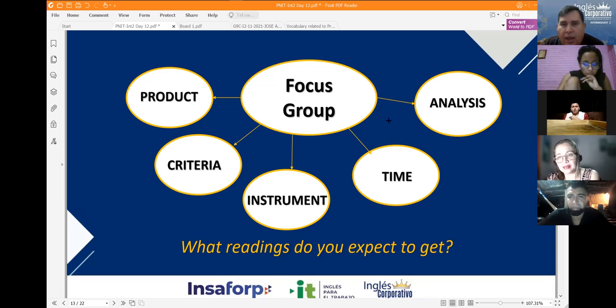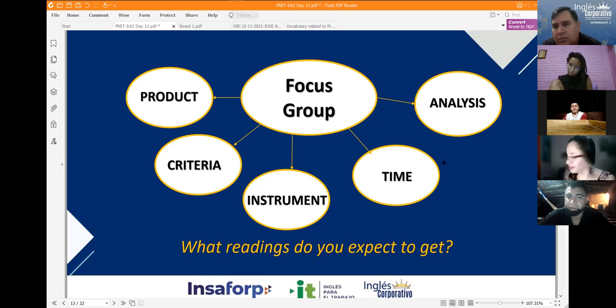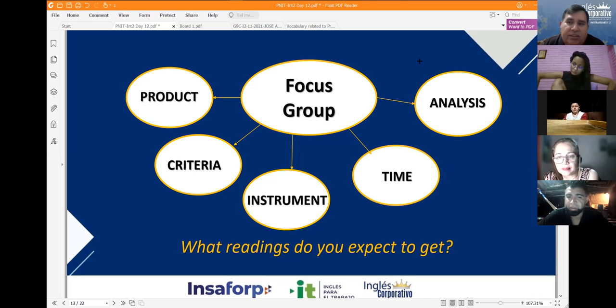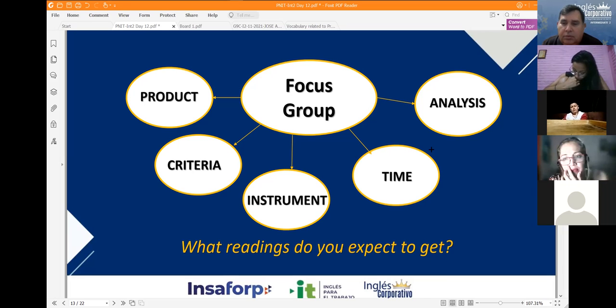And what things are going to be analyzed regarding the answers the focus group gives? Some people take some of the answers and discard other answers. How are we going to deal with the analysis of the information that we receive from the focus group? Maybe to know the impact of the new product on the focus group participants. Okay, participants, yes.